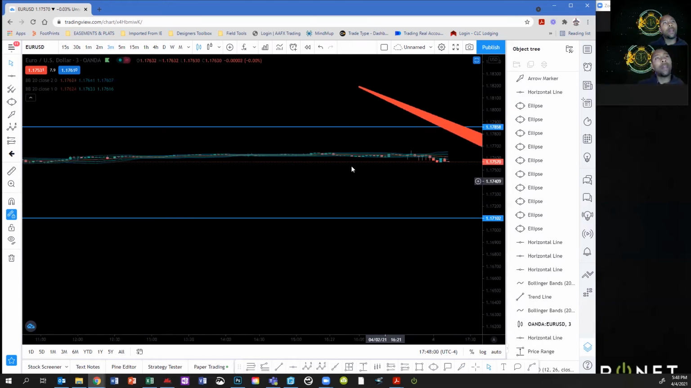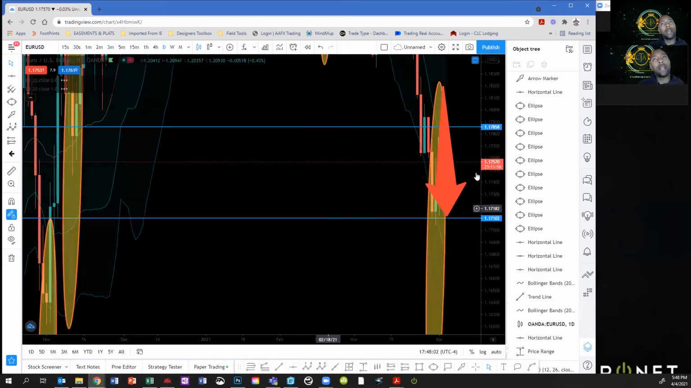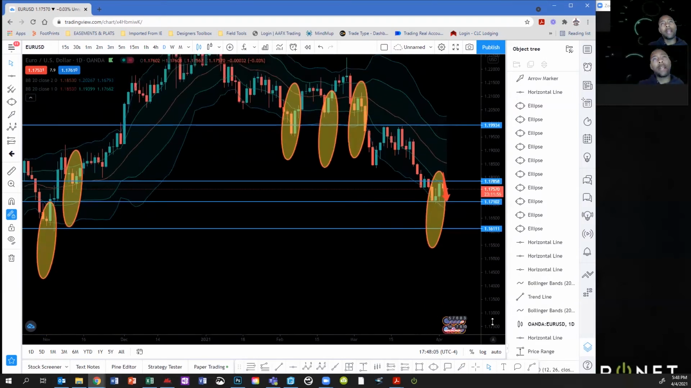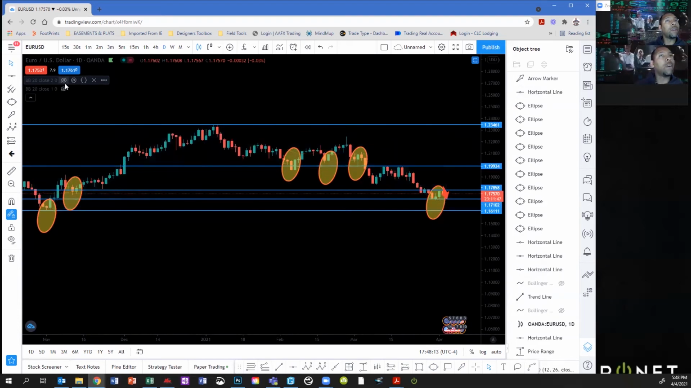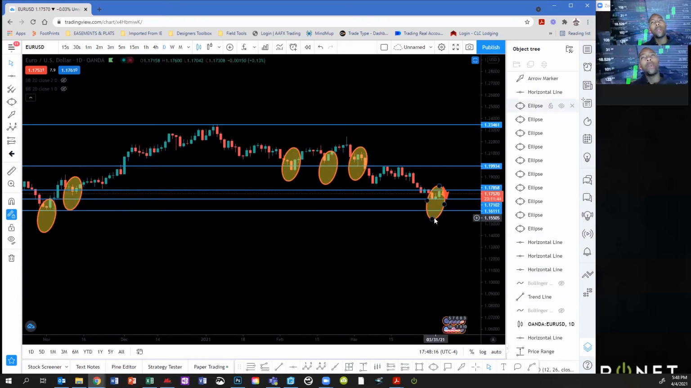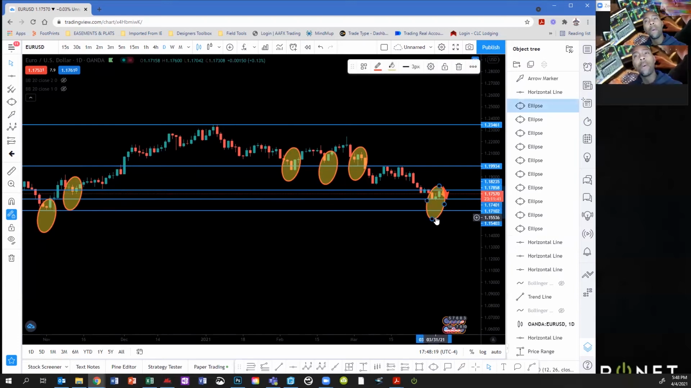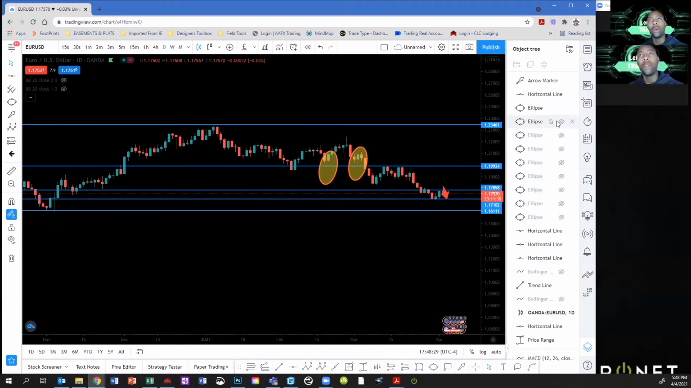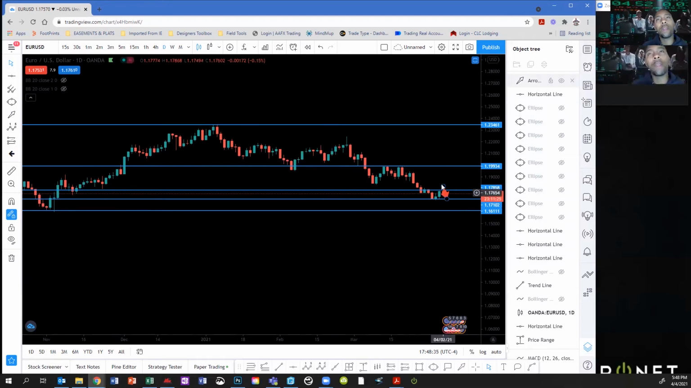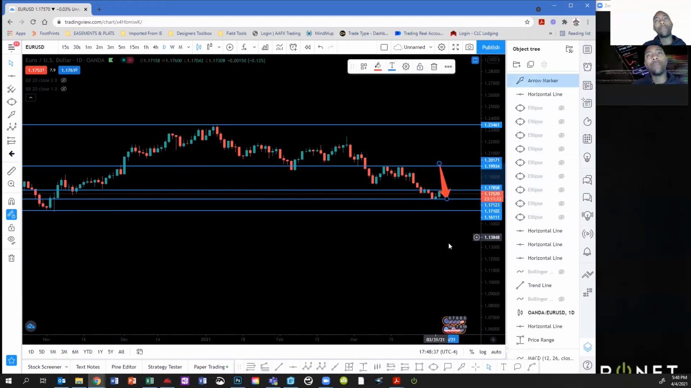All right, so now let's go back to the daily. We can do some more markups, get an idea of what is what. Let me hide some of this other stuff. We can delete some of this stuff, or at least hide them. It's the other thing that I love about TradingView. Again, a lot of flexibility. I don't have to delete stuff. I can actually just hide it.